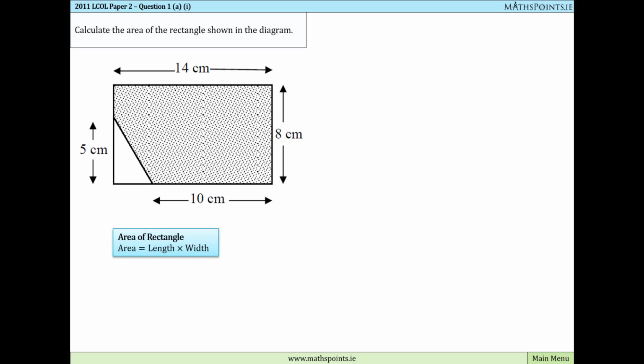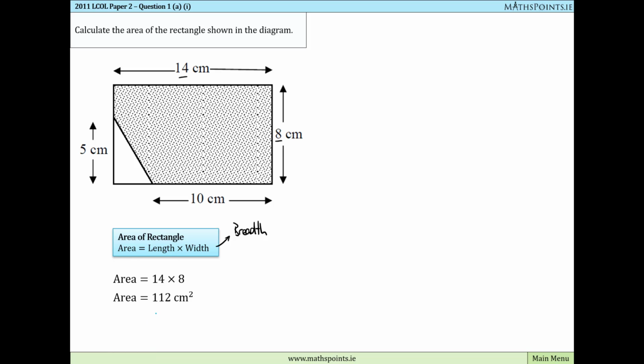The length is going to be this length up here, so 14 centimeters, and the width is going to be 8. Sometimes they call the width the breadth, so don't be afraid if you see the width written as the breadth. If we throw the length and the width into that formula, the area is 14 times 8, and 14 times 8 is 112 centimeters squared.